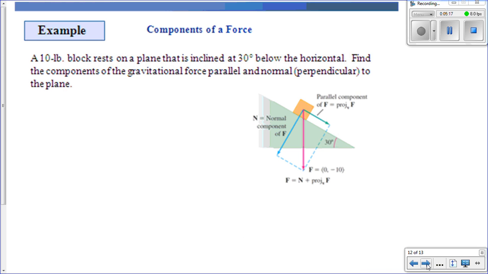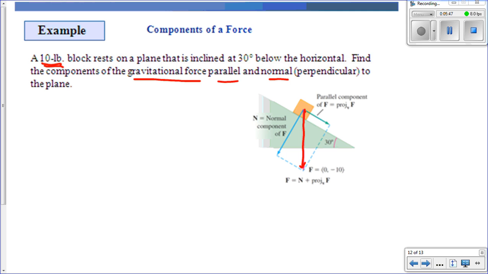So let's see how we can use that. We have a 10-pound block resting on the plane, and the plane's inclined at 30 degrees below the horizontal. We want the components of the gravitational force that are parallel and normal to the plane. Well, the gravitational force is represented by this vector F. Since the weight of that block is 10 pounds, look at that vector.